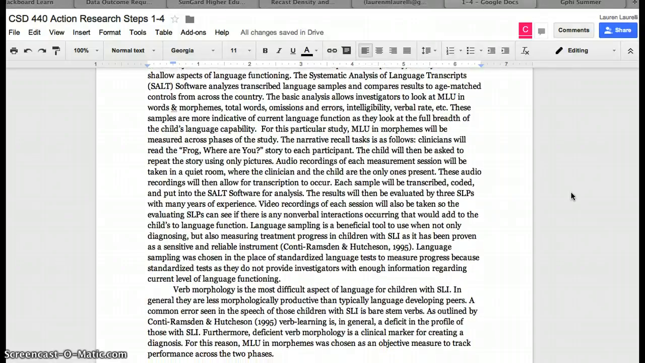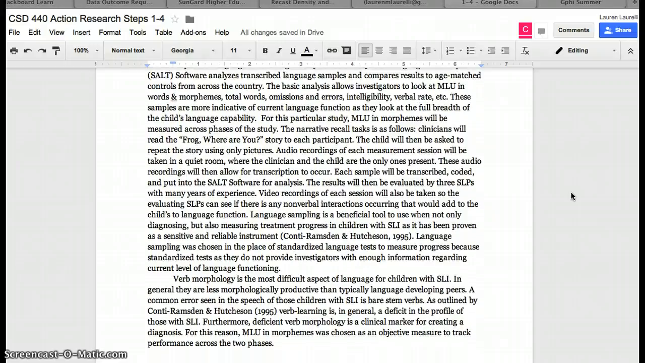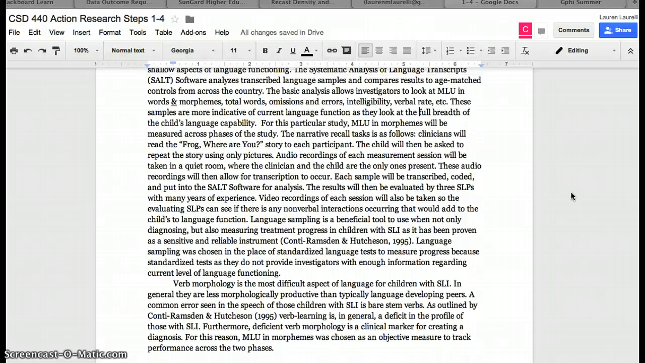country. The basic analysis allows investigators to look at MLU in words and morphemes, total words, omissions and errors, intelligibility, verbal rate, etc. These samples are more indicative of current language function as they look at the full breadth of the child's language ability. For this particular study, MLU and morphemes will be measured across phases of the study.